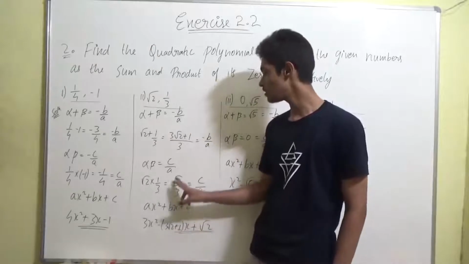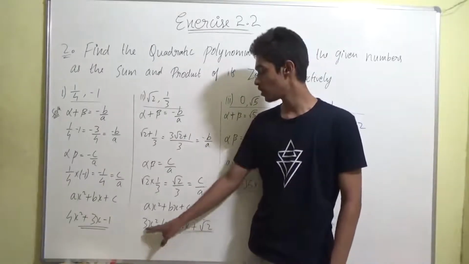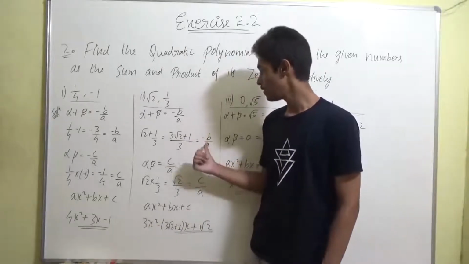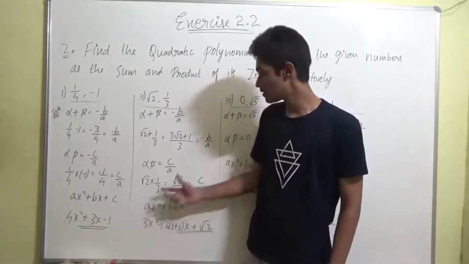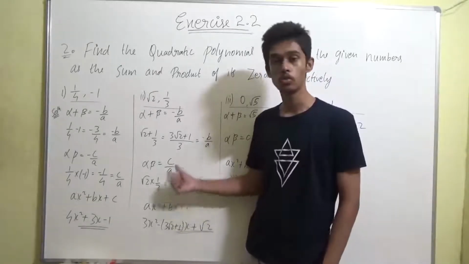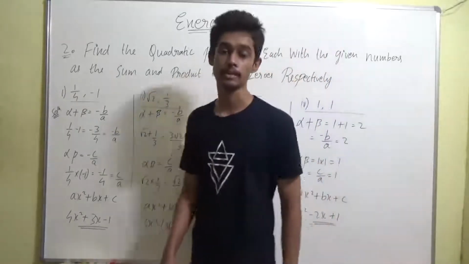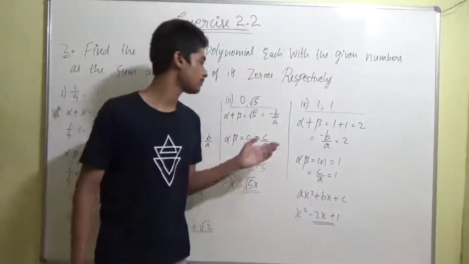We are going to just plug this value of b into the general form of the quadratic equation, and then we have got already the value of a, which is 3. So it is 3x square minus this whole value of b, and then plus c. The value of c is root of 2, which means plus root of 2. So the second part is over, guys. Now let's go ahead to the third part.